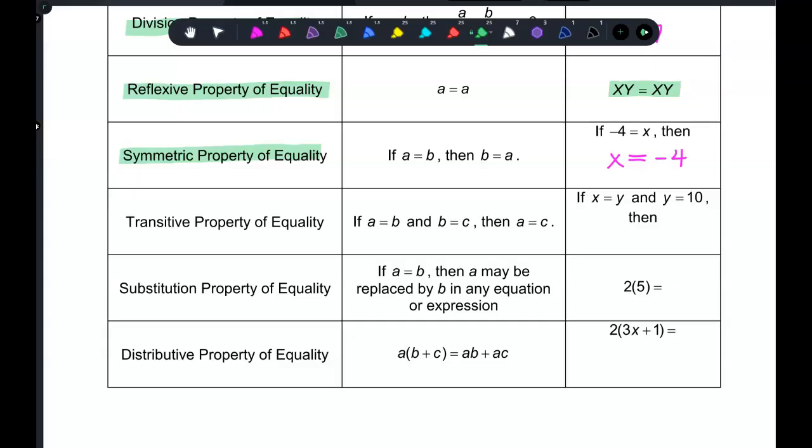Do you need to know all of them for the quiz tomorrow? No, not all of them. You only need to know up to where it says transitive property. Okay, don't worry, we'll get there.